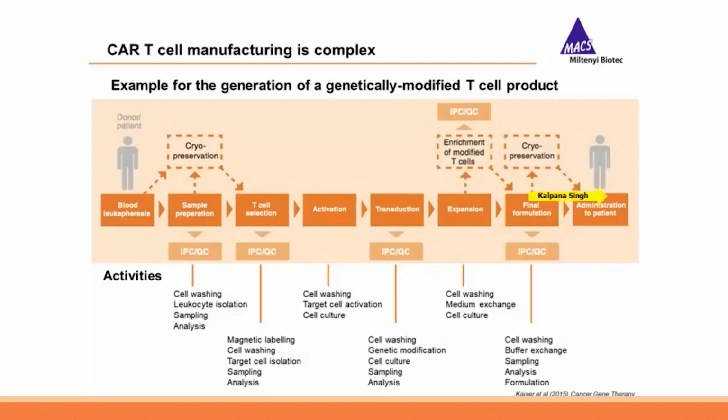Each of these steps and sub-steps includes a lot of activities through which the cell products go through. For example, during the sample preparation step, one has to do the cell washing, isolation of the leukocyte population, followed by analysis to check the quality of the starting sample. Due to so many steps, which can be spread over a number of days, it's very important to monitor and check the quality of the cell product at each and every step. This is exactly done by different in-process control and quality control steps, which are introduced at every sub-process.